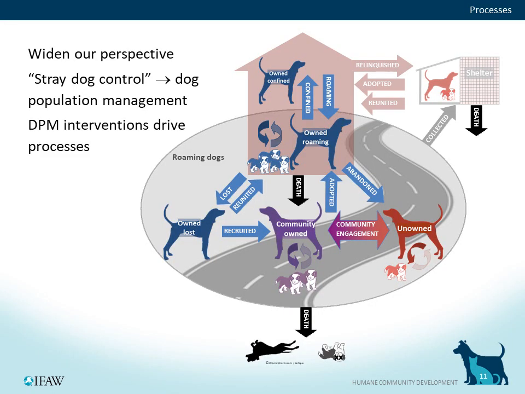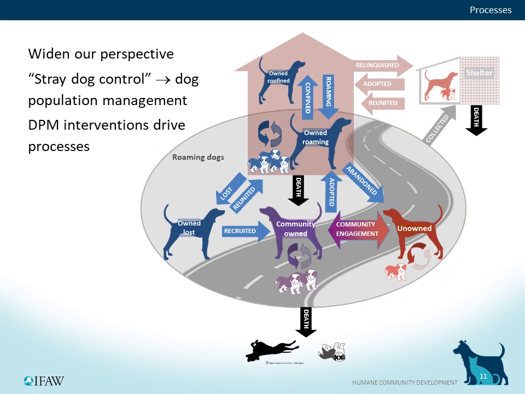But beyond just these states, we need to start looking at the processes involved in how dogs move from one state to another. And when we do that, we need to start to widen our perspective beyond just the current roaming dog population. And that's where terms such as stray dog control can sometimes be misleading. It focuses us too tightly just on this population here.